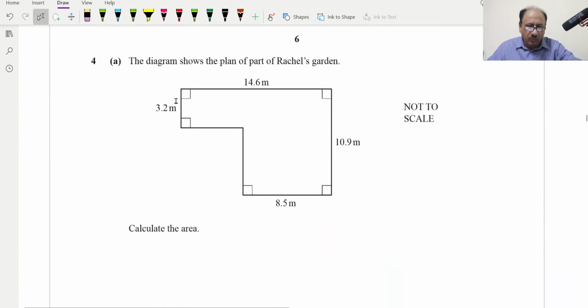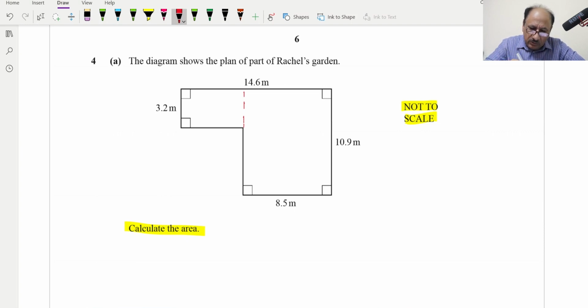Then question number 4, the diagram shows the plan of part of Rachel's garden, and we have to keep in mind that this is not to scale, and we have to calculate the area. So the question is calculate the area. To calculate the area, we can split this into two portions like this one, and now we can calculate the area of these two separate shapes.